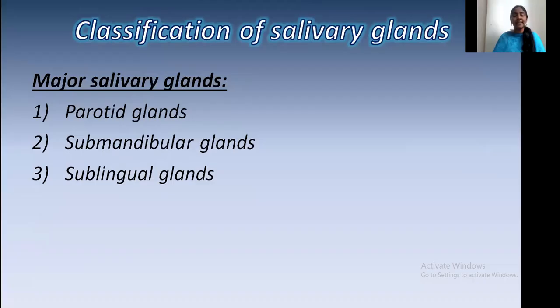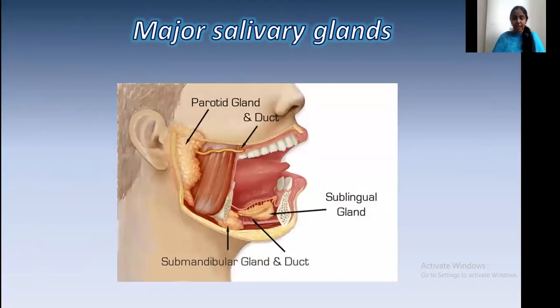Classification of salivary glands. Salivary glands are classified into major and minor types. Three major salivary glands are there: parotid, submandibular, and sublingual glands. If you can see in this image, the earlobe is here. In front of the earlobe, in the pre-auricular region, you can see the parotid gland. And the duct of the parotid gland opens opposite to the second upper molar. Parotid gland, Stenson's duct, opens opposite to the second molar.